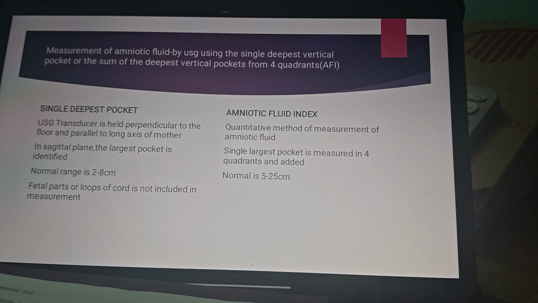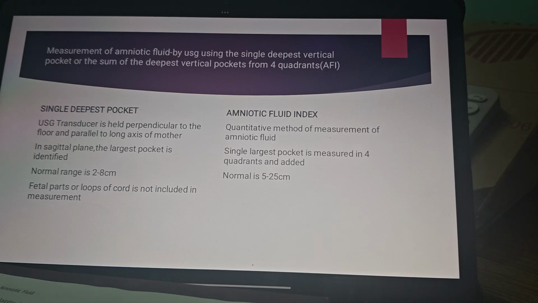Now, measurement of amniotic fluid can be done by USG, and it is the most sensitive investigation which can detect the amount of amniotic fluid and predict the outcome of the baby. Measurement is done by ultrasonography, where we measure the single deepest vertical pocket, and also we can calculate the deepest vertical pockets in all the quadrants and then take the sum of them. So what is the single deepest pocket? The USG transducer is held perpendicular to the floor and parallel to the long axis of the mother.